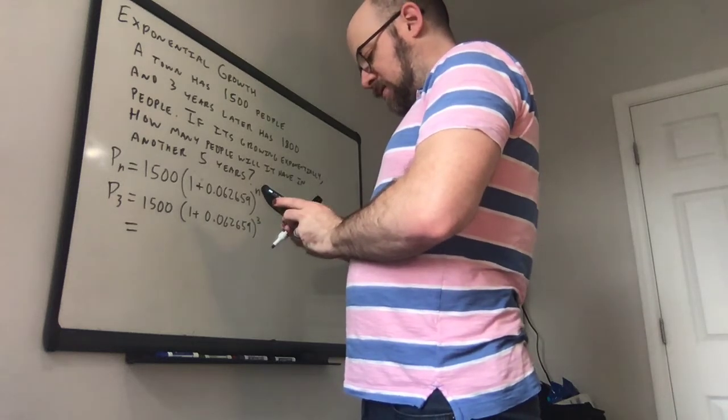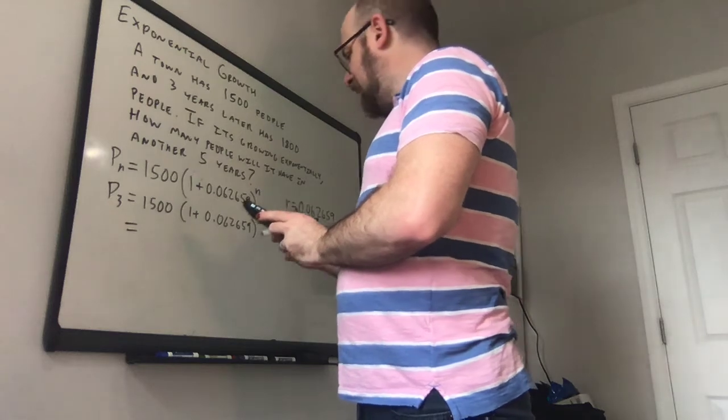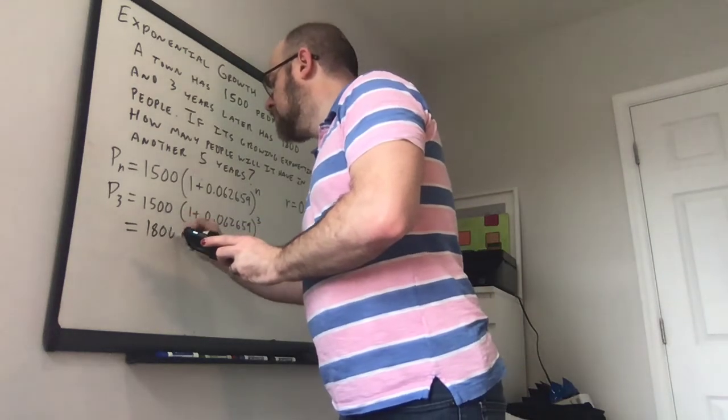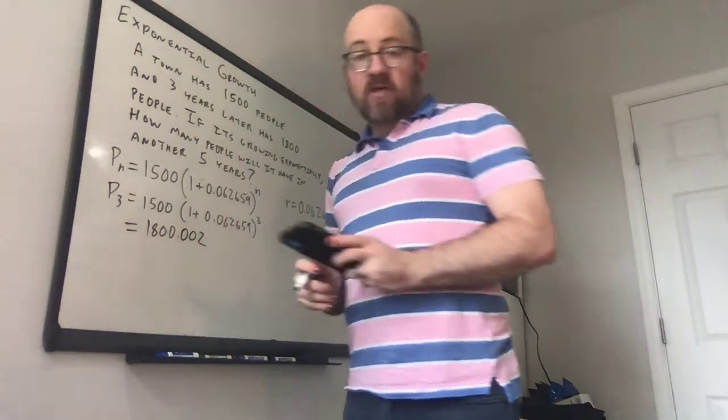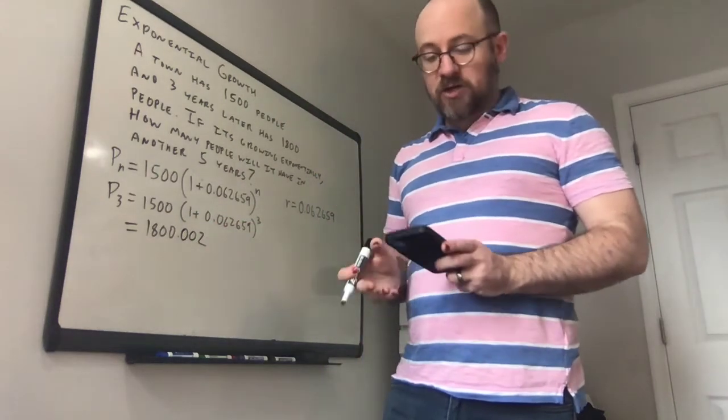1500. I typed in the wrong thing. So that gives you 1800.002. So this gets you very close to the value that you actually wanted.